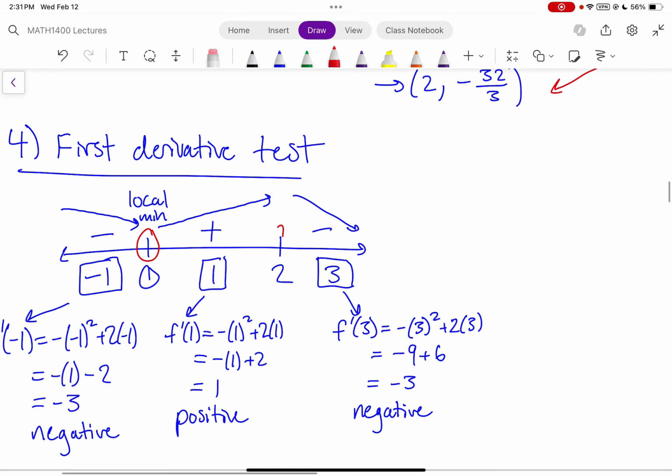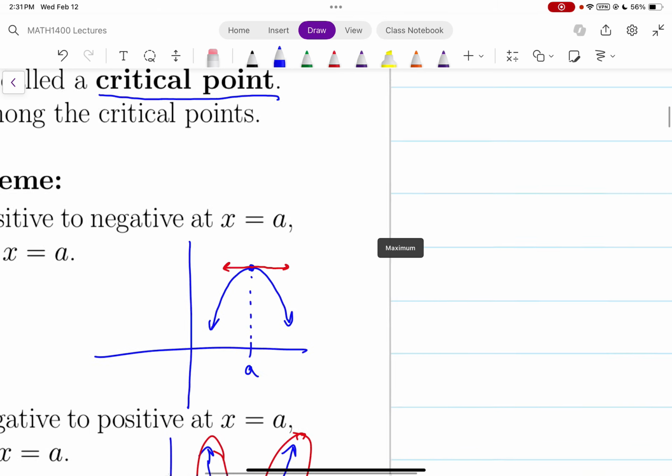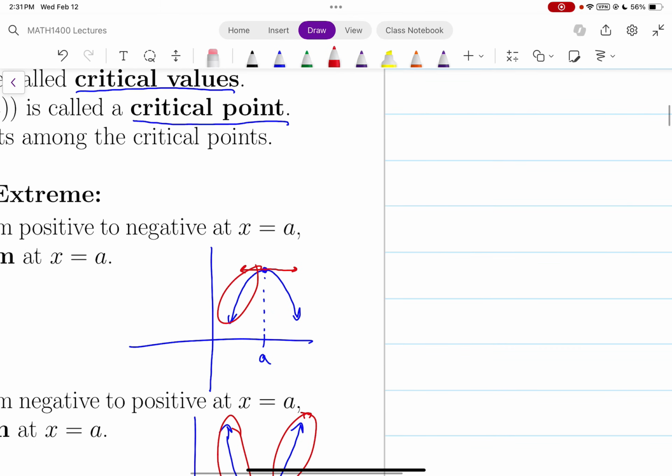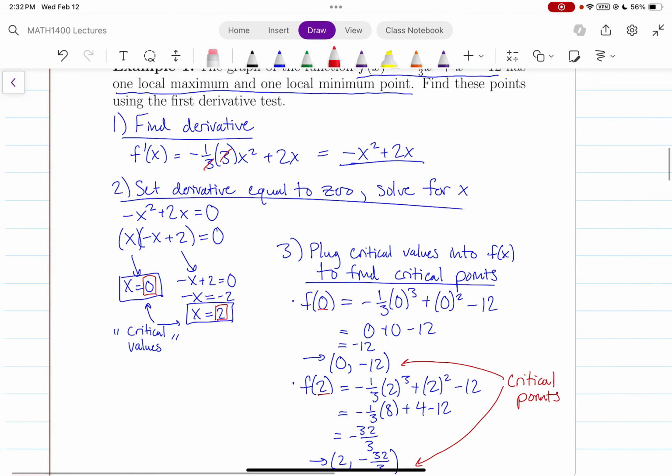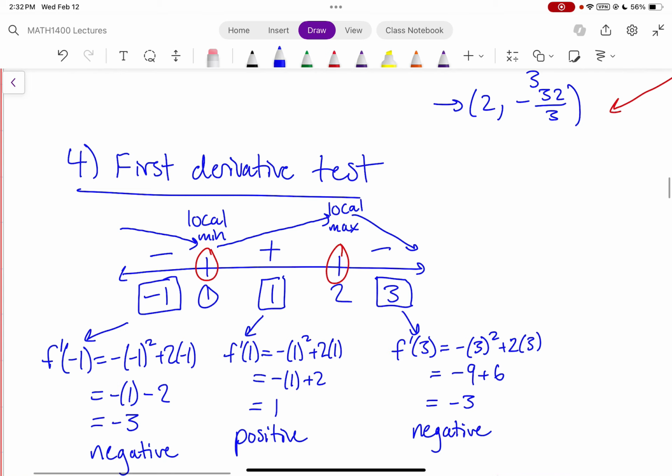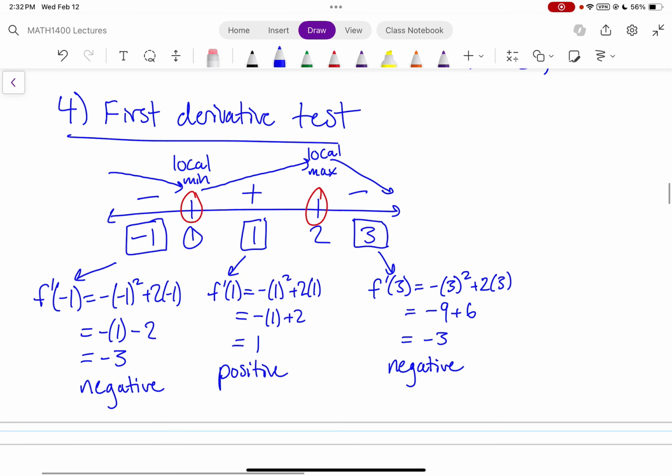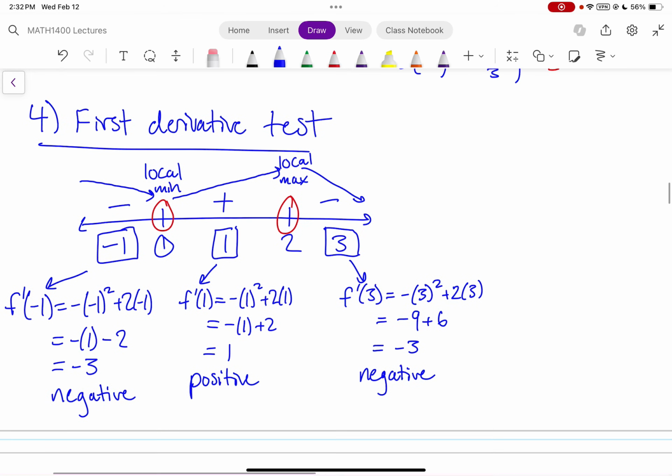And then what about this point? Well, we're increasing, and then we hit that point at 2, and then we start decreasing again. And that's a local max. Same thing that's happening up here: for a local max, we're increasing, hit the local max, and then start decreasing again. So that's how we know that that's a local max. All right, so we create this diagram to help us visualize what's happening with the function.